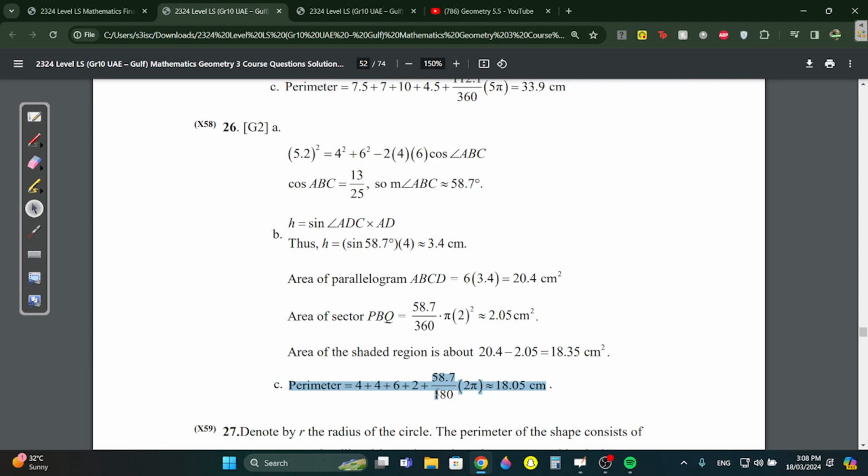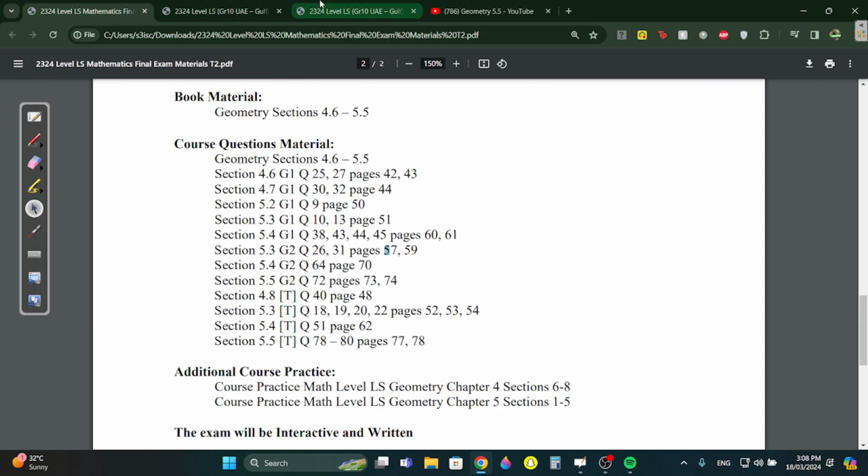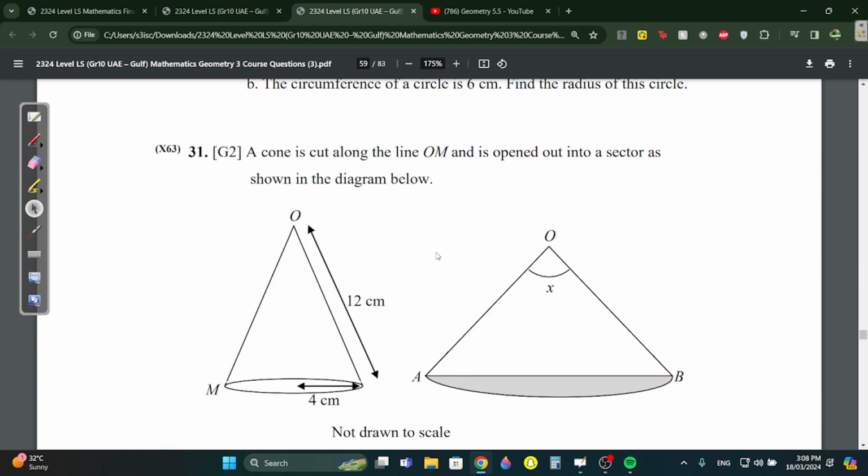Why are they trying to be different? Why over 180? Look at what they did. It's supposed to be 58.7 over 360 times 2 times pi times r, which is also 2. Look what they did. They canceled 2 with 360. They put it over 180, and they multiplied by 2 pi. What's the point? I don't like it when you just over-philosophize for nothing. They try to confuse people with the solutions.